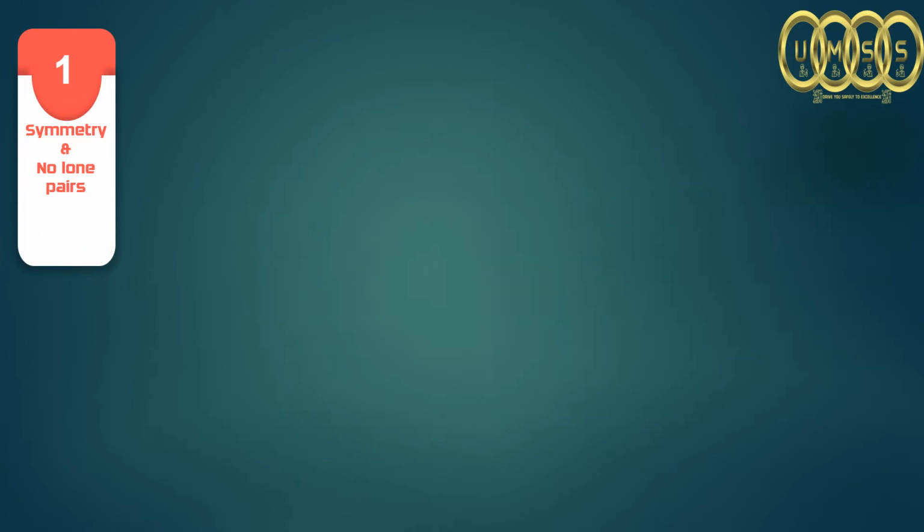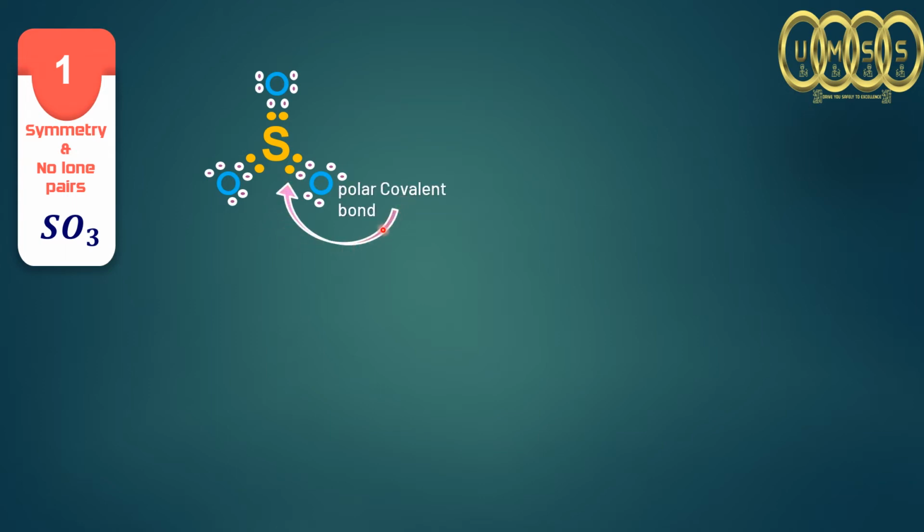Let's see the third example about symmetry and no lone pairs, sulfur trioxide. By Lewis dot structure, the sulfur atom is the central atom and bonded with three identical oxygen atoms and no lone pairs on the sulfur atom. The bond between sulfur and oxygen is a polar covalent bond, as the electronegativity of oxygen is 3.5 and for sulfur is 2.5. So the electronegativity difference will be equal to 1, which is high enough to form a polar covalent bond.